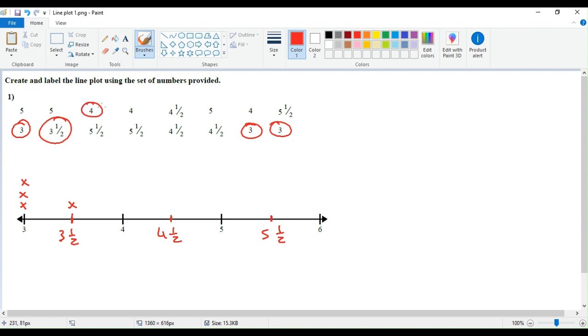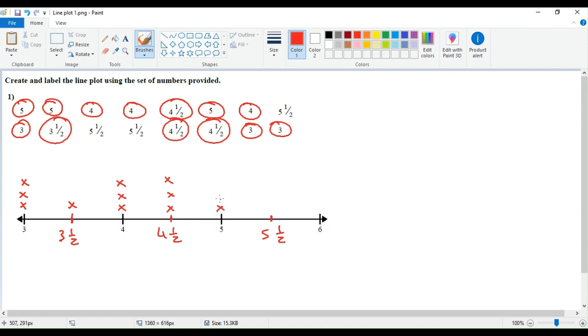Next up, number 4. Again, go through. You've got 1, 2, 3. Only 3 times we see the number 4. Put in 3 x's. Try and keep them all on the same line you're going across. For 4.5 now, again, go and count up 1, 2, 3. So put in 1, 2, 3. Next up, we have 5. 1, 2, 3. So put in 3 x's. As best you can, try and keep them in a line across.